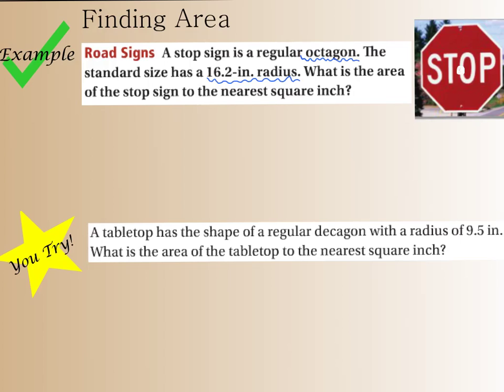So there's my radius. And we know that that is 16.2. That's going to be kind of hard to see. 16.2 inches. What is the area of the stop sign to the nearest square inch? So I need to use 1/2 AP.